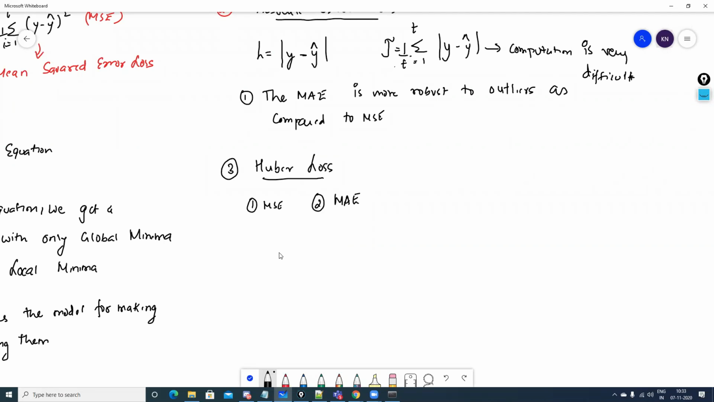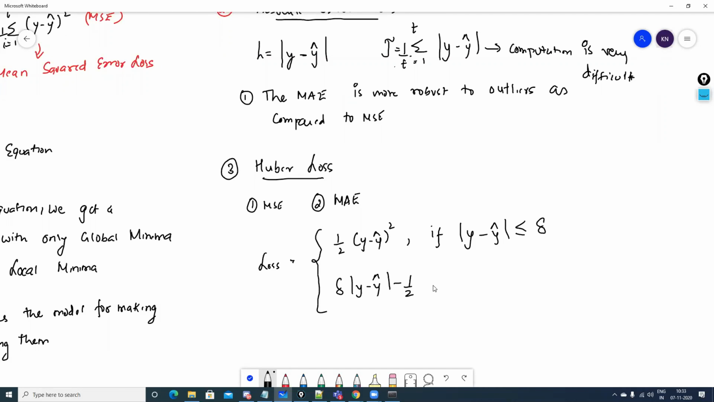And for this, the loss function, how it is written, just focus over here, guys. The loss is basically written as 1 by 2 (y minus y hat) whole square, if the first condition, modulus of y minus y hat, is less than or equal to delta value. The second condition basically says delta times modulus of y minus y hat, minus 1 by 2 delta square, otherwise. Don't worry about this equation, but these are some mathematical equations.